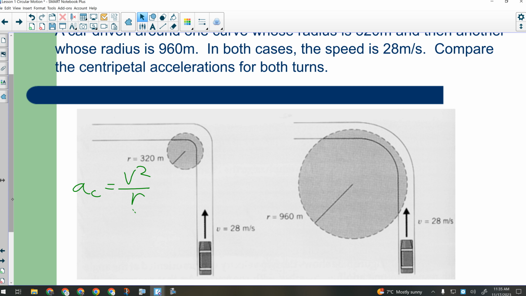Okay? Now, if I was to alter the speed of those two cars, let's say they're both on the 960 meter corner, but one of them takes it at 28 and the other one takes it at 56. What are the chances of the faster car succeeding in negotiating that corner? Very low, because it's not just faster, it's exponentially greater. If I double the speed, because speed is squared in that formula, I will need 4 times as much centripetal acceleration, provided by 4 times as much centripetal force.